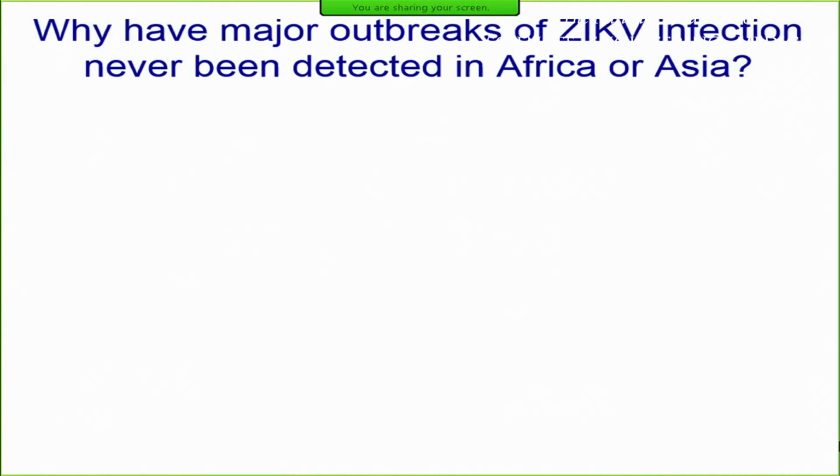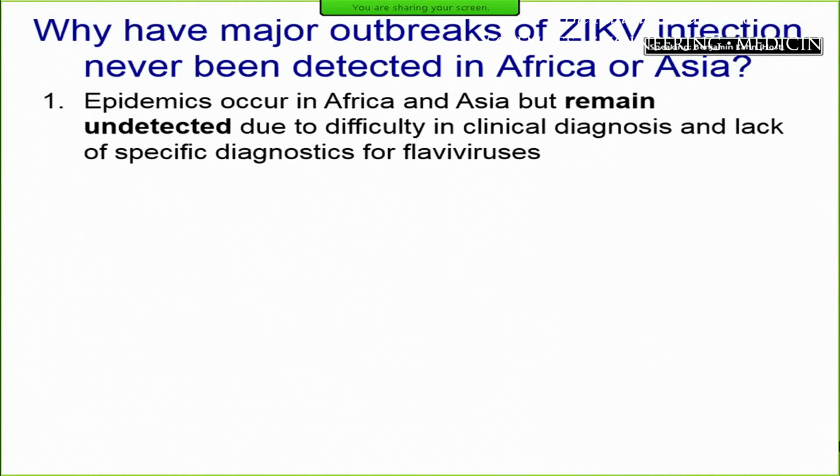So why didn't we detect outbreaks of Zika before? I showed you evidence that it's been in Asia and Africa for many centuries probably, yet we've only detected 14 infections prior to 2007. Well, it's possible that epidemics have occurred in those locations, but they remained undetected because of the difficulty in making a clinical diagnosis, distinguishing from dengue, chikungunya, or even yellow fever, and the lack of specific diagnostics for Zika virus in particular. And probably very few labs in the world have ever even tried to test human samples for Zika prior to the last few years.